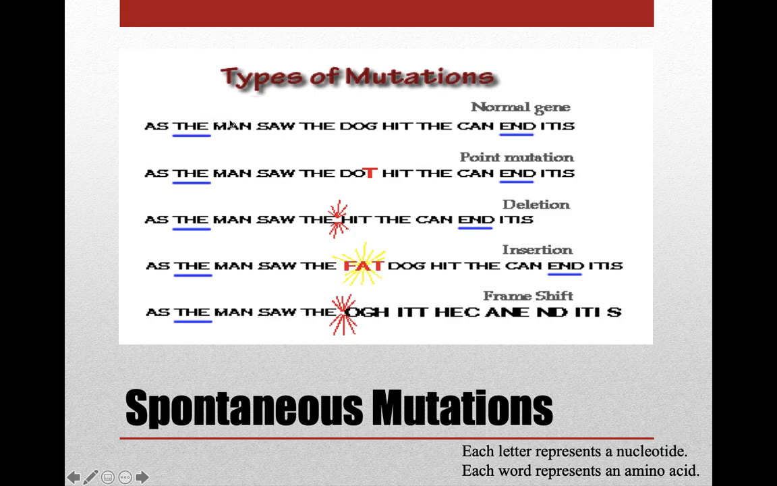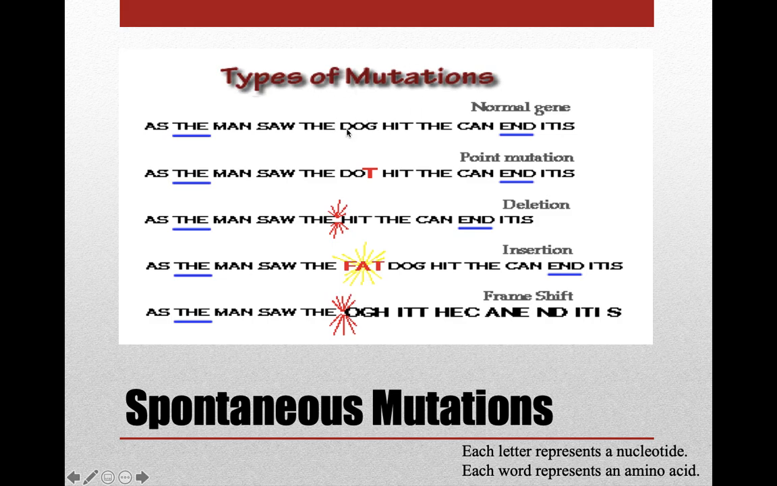So we have a normal functioning DNA gene, and it reads, the man saw the dog hit the can. 3-letter words, perfect. If this DNA is turned into RNA and then makes a protein, the protein that's produced will be exactly the way that it's supposed to. It works the way it's supposed to, it functions the way it should, and this bacteria is happy with that functioning protein. Now there's one type of mutation called silent that's not on here.